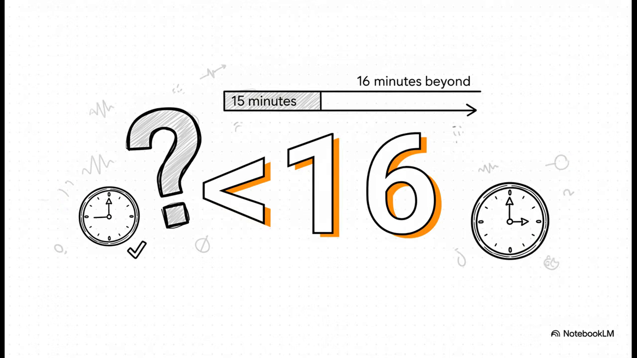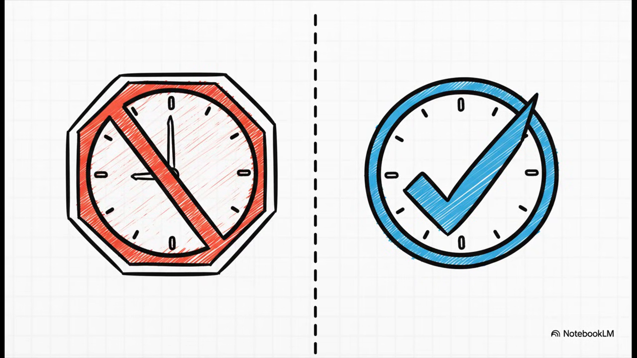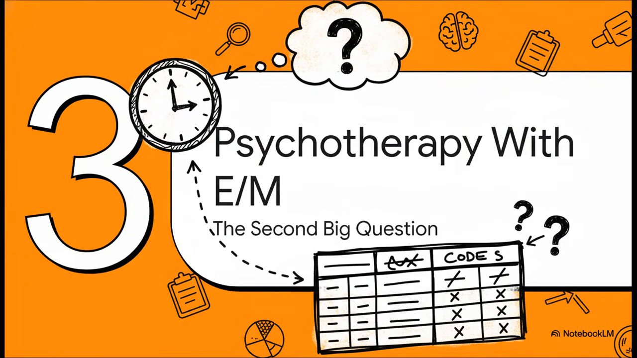So, that brings up a pretty obvious question, doesn't it? You see that first-time bucket starts at 16 minutes? Well, what happens if the note says the session was 15 minutes long? And here's the deal. This is a hard and fast rule. There are no exceptions. If the service doesn't hit that minimum 16-minute mark, you cannot report it with one of these psychotherapy codes. It's a totally binary choice. 16 minutes or more, you keep going. Less than 16 minutes, you stop. Period.